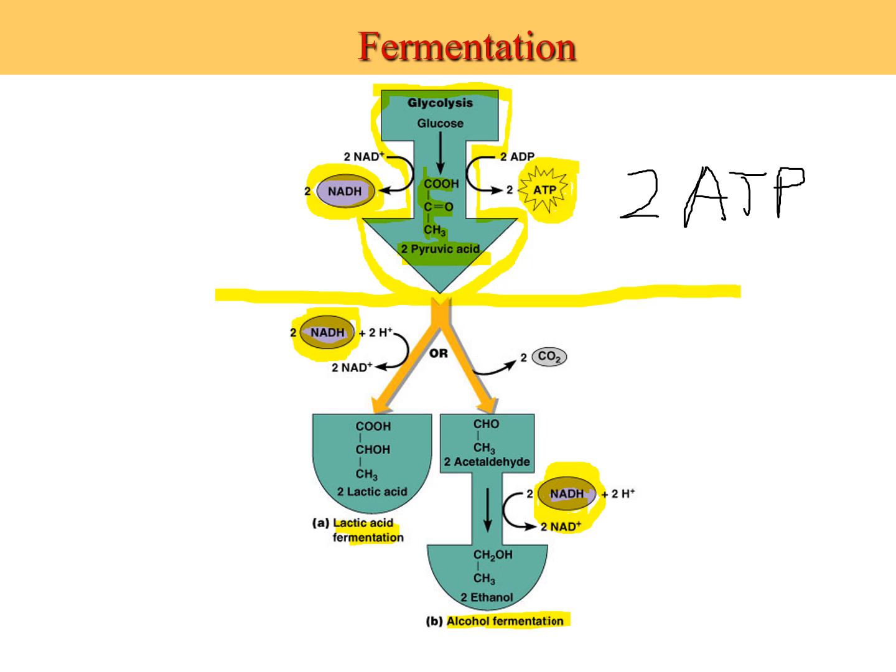That's a huge difference from the 36 or 38 ATPs total that is produced during aerobic respiration. Remember, we talked about 36 in eukaryotes and 38 in prokaryotes, ATPs produced per glucose. Here you end up getting 2 ATPs. So it's a big reduction from aerobic respiration.